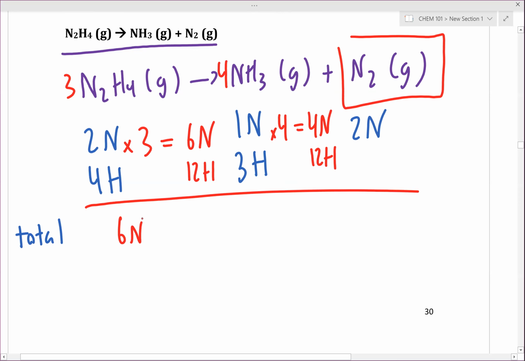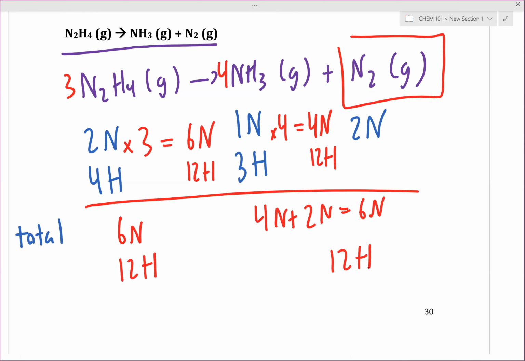We have 6 nitrogens and 12 hydrogens on the left. And we have 4 nitrogens plus 2 nitrogens, which gives us 6 nitrogens and 12 hydrogens on the right. So this is the textbook method. This is the method that we've used time and time again to balance these sorts of chemical equations.